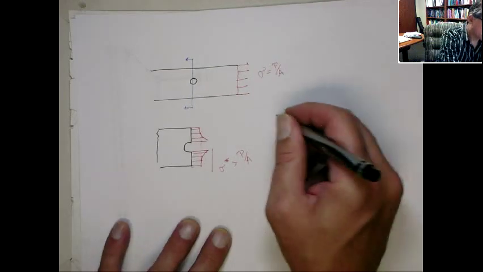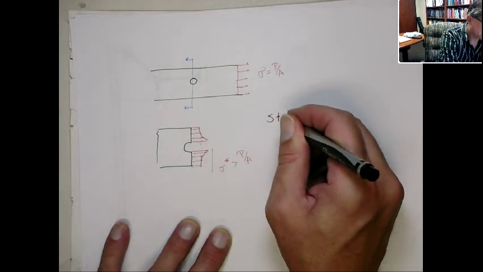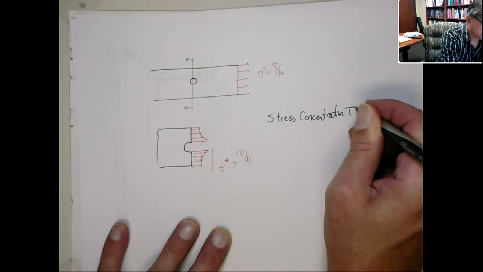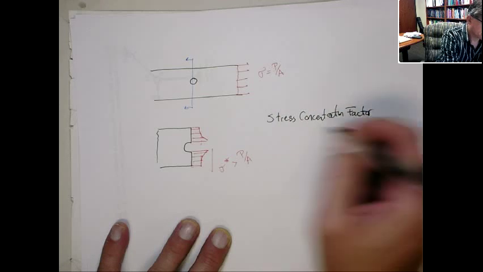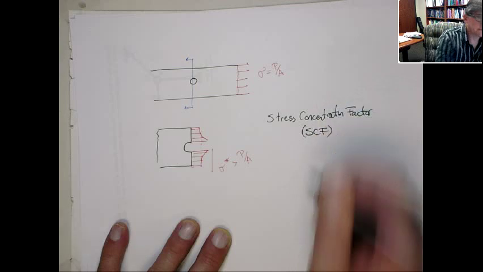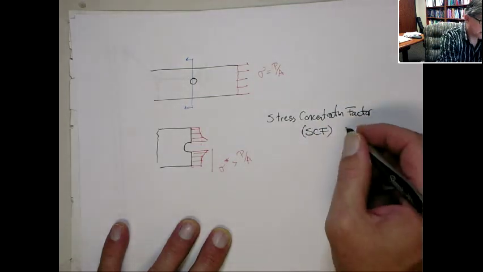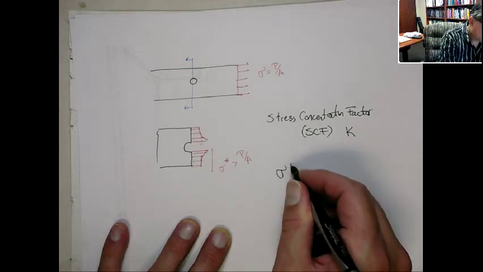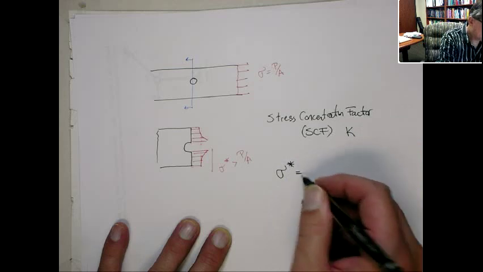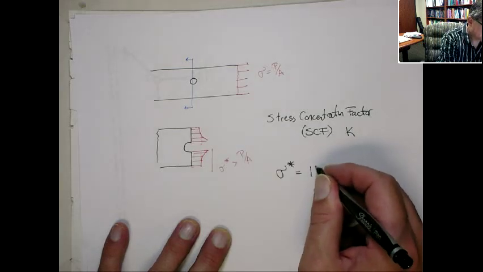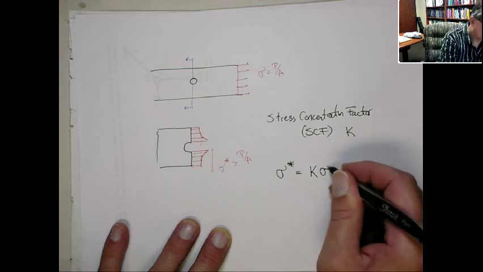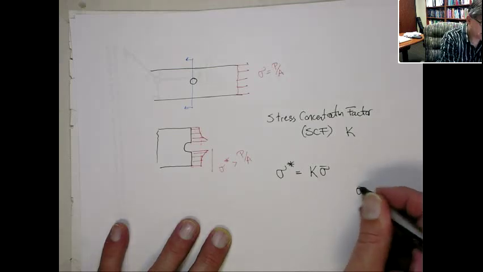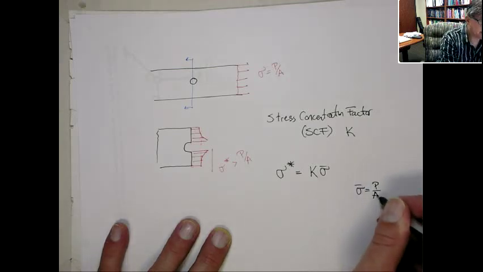And this is the so-called stress concentration factor. That's SCF, stress concentration factor. It's usually denoted by K. And what this does is it's a way to get this peak stress. The peak stress is the stress concentration factor times what would be the mean stress, okay? Very often that stress is going to be the P on A type of stress, okay?